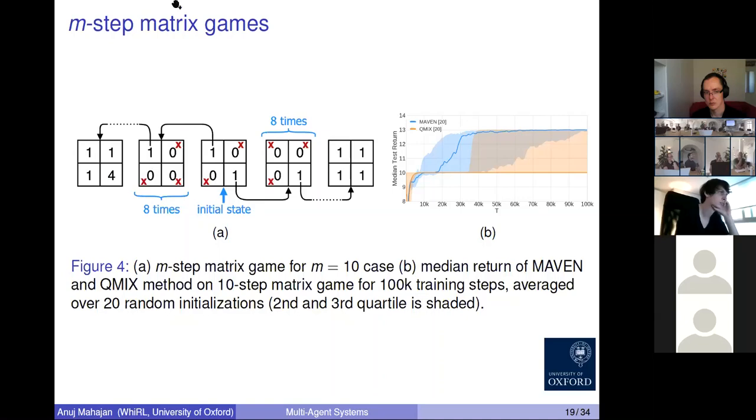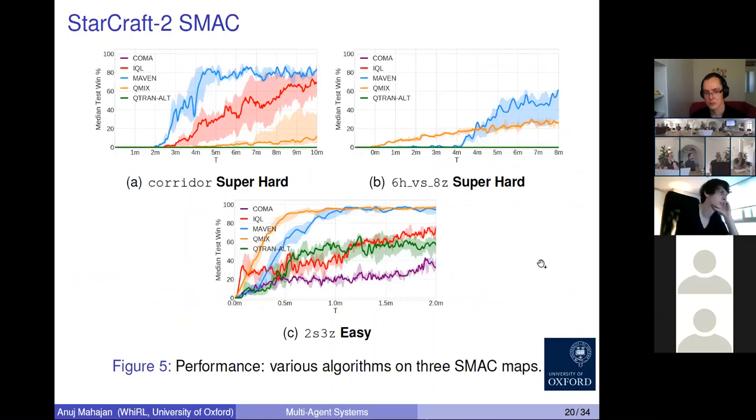We see some very interesting results in the StarCraft domain also. So the StarCraft multi-agent challenge is a wrapper around the StarCraft domain, which allows us to train multi-agent systems in a centralized training, decentralized execution manner. And here I show the results on two super hard maps in StarCraft, on which Maven gives a much better performance as compared to other algorithms like COMA, IQL, QMix, and QTRAN.